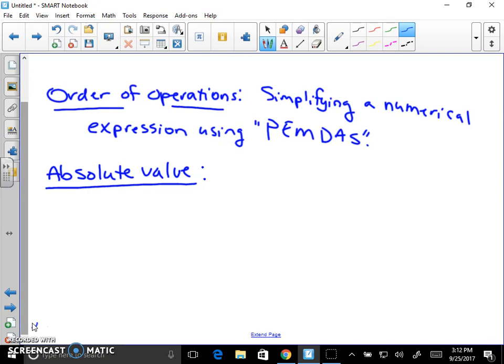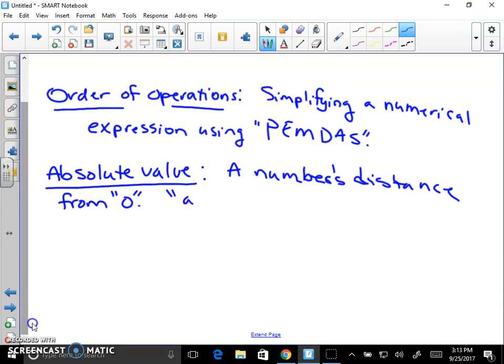Okay, absolute value is a number's distance from 0. Board's really off, isn't it? It's usually always positive. Remember, there's always exceptions to that rule. This distance is always positive. How far away?